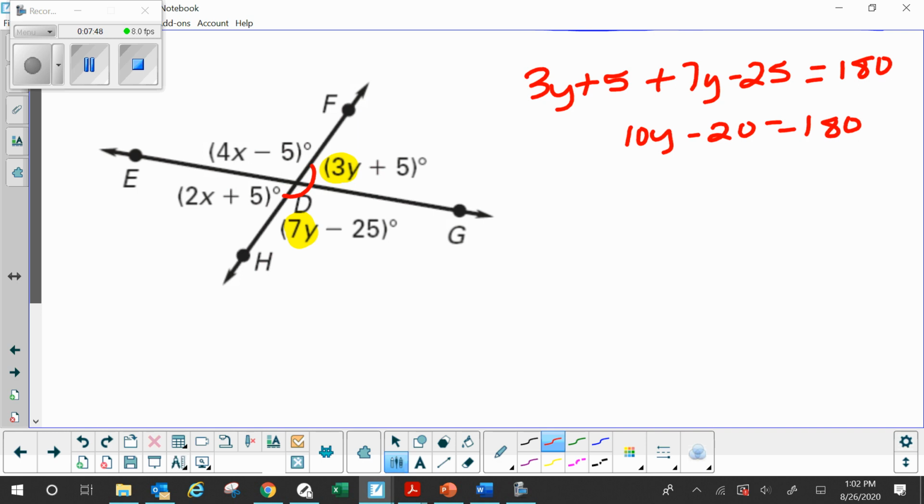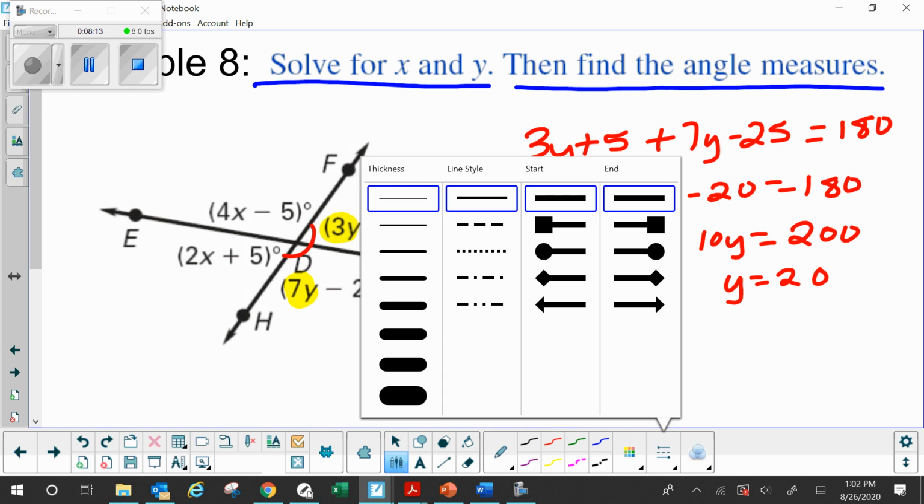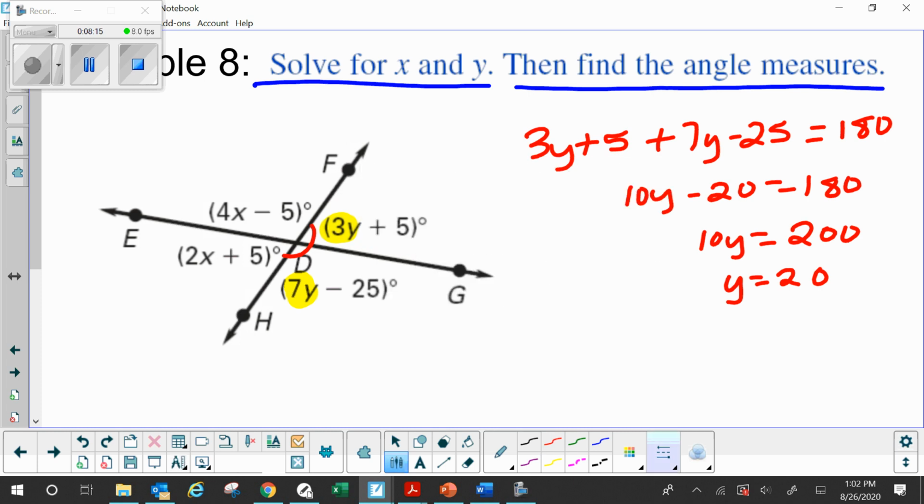And then you're going to add 20 on both sides. You get 10y equals 200. Divide by 10. What's 200 divided by 10? You get y equals 20. If we plug that in, let's plug it in here. What's 3 times 20? Plus 5.